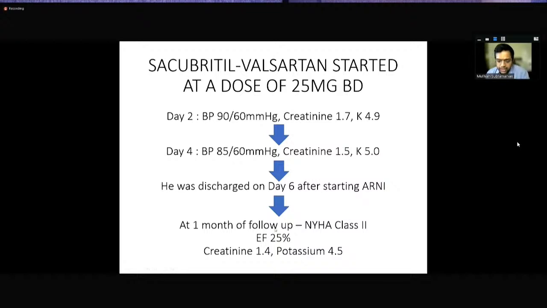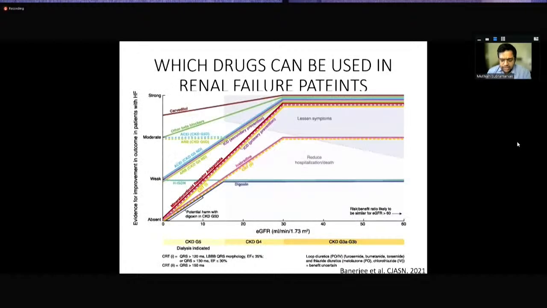So why I'm mentioning this is that the big challenge in treating patients with renal failure is that we feel the number of medications available to us is less. And this is a summary of the drugs and the evidence that I used in renal failure patients, but I would like to focus on basically one class of drugs, and that is the RAS inhibitors, be it an ACE inhibitor, an ARB, or an ARNI.